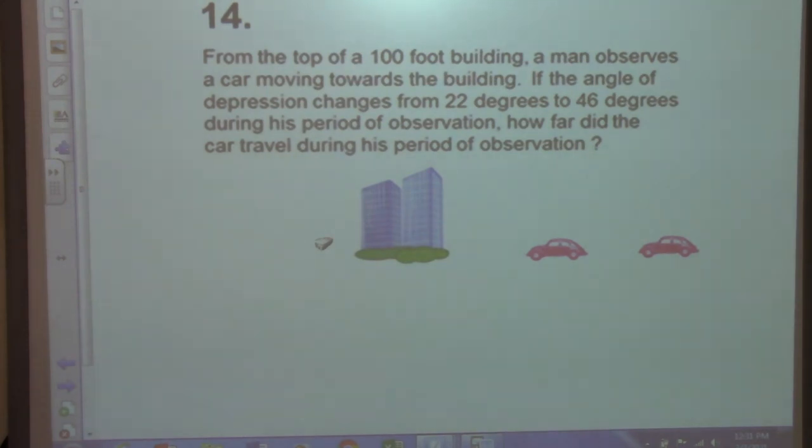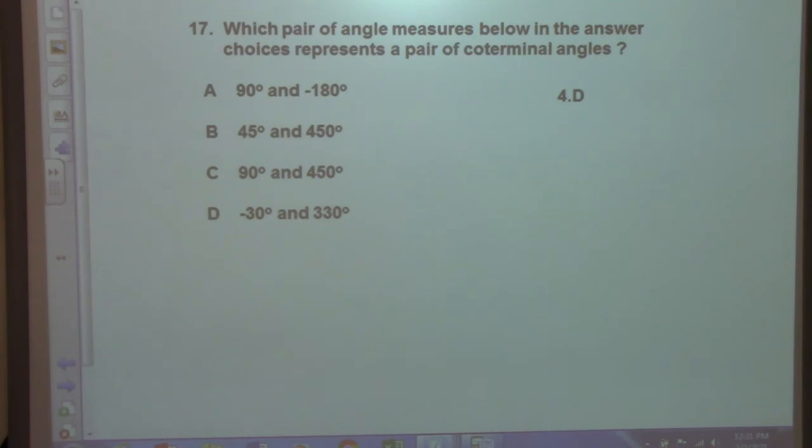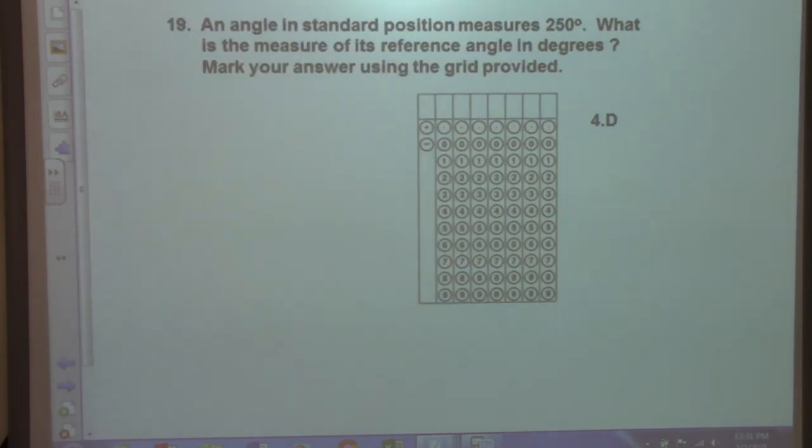Okay, we have a few minutes of class time left. So do you have questions on some of these later ones here? The reference angle here, this is quadrant 3, so you subtract 180 from it and that will be your answer for that one. Can you show us how to make a reference angle again? Because I can't remember how.